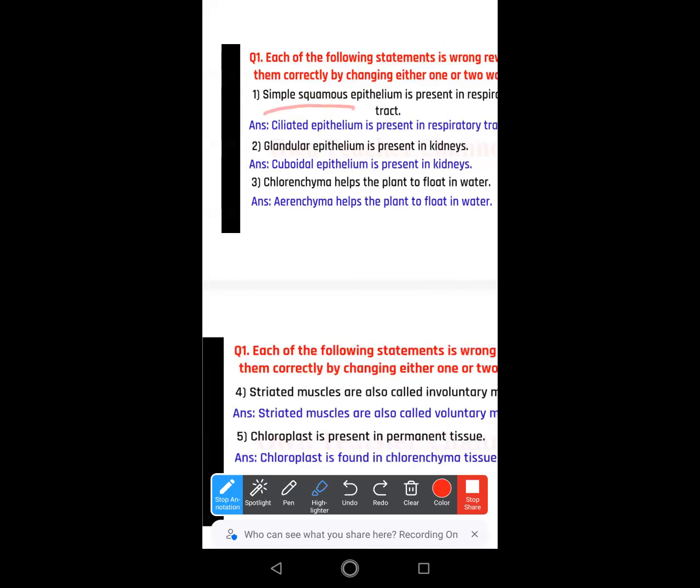So we have to correct it. Simple squamous is not present in our respiratory tract. Ciliated epithelium is present in it. This is the correct word. So note down ciliated epithelium, and the rest of the statement is correct, so no need to change that.